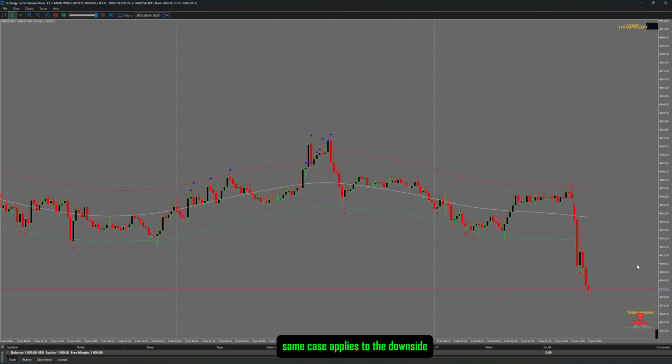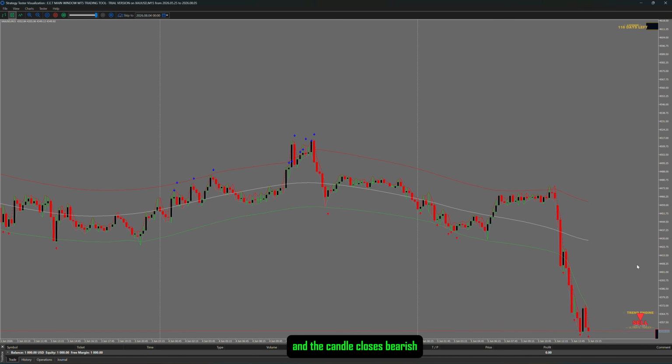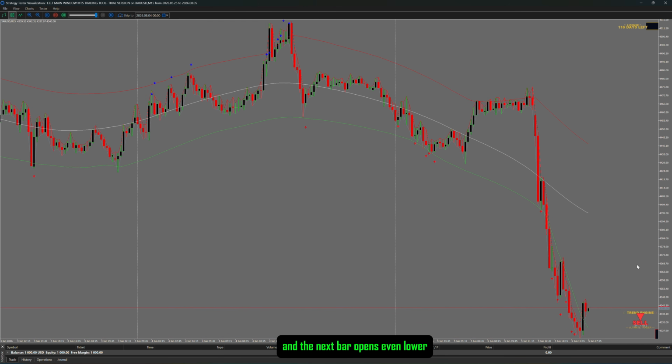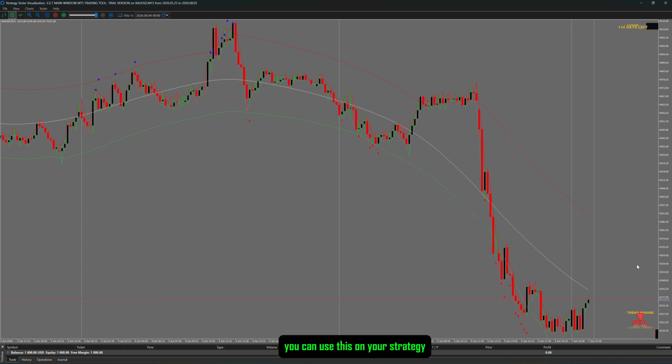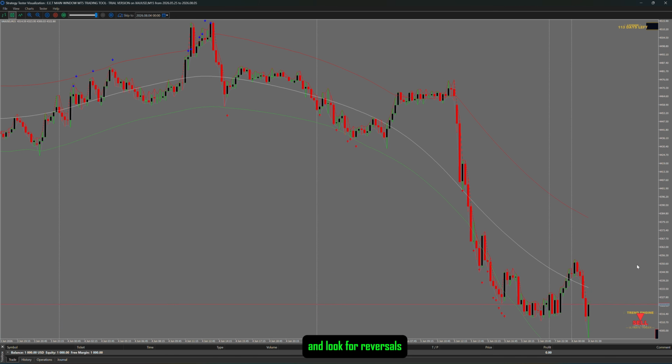Same case applies to the downside. Price pierces the lower band, the candle closes bearish, and the next bar opens even lower. This means that the price is exhausted. You can use this in your strategy and look for reversals.